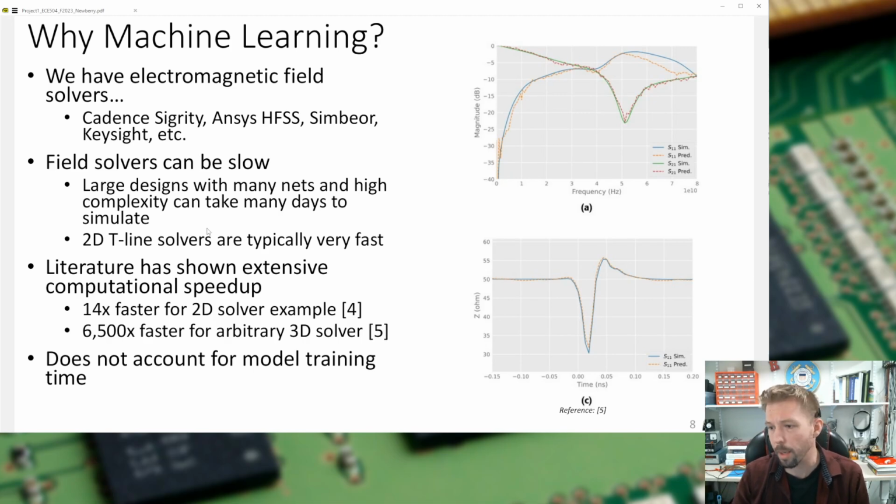So it's an excellent application. I think machine learning is something that can continue to be explored in the area of electromagnetics and hopefully improve design cycle times significantly.